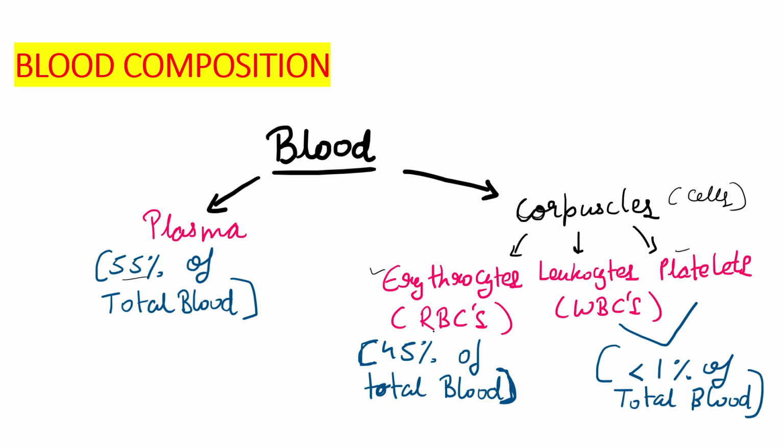The function of RBC is mainly transport of oxygen and CO2. The main function of WBC is to protect against any disease or bacteria, so it helps in protection. And platelets are involved in blood clotting, right? So this is the basic composition of blood. Blood is composed of plasma, which is the liquid portion, and the corpuscles, which are the cells. Cells are of three kinds: WBCs, RBCs and platelets.